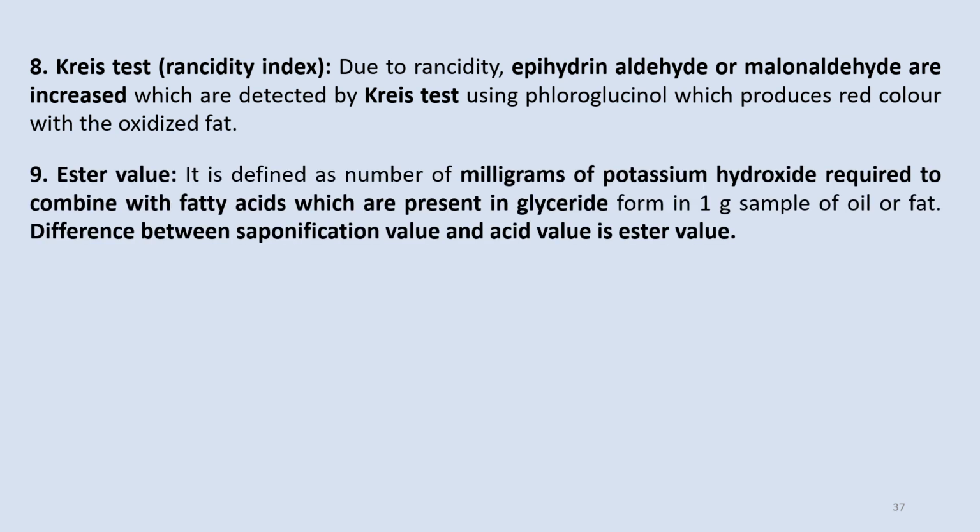Ester value is defined as the number of milligrams of potassium hydroxide required to combine the fatty acids which are present in glycerides, from 1 gram of sample, the same definition as for oil or fat. So this calculation can be done. Two things have to be determined: the saponification value and the acid value. The difference between the saponification value and the acid value is the ester value. It gives the value of ester.